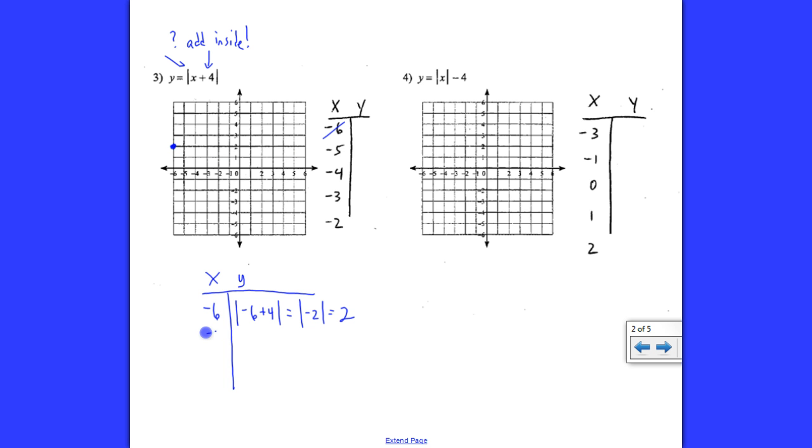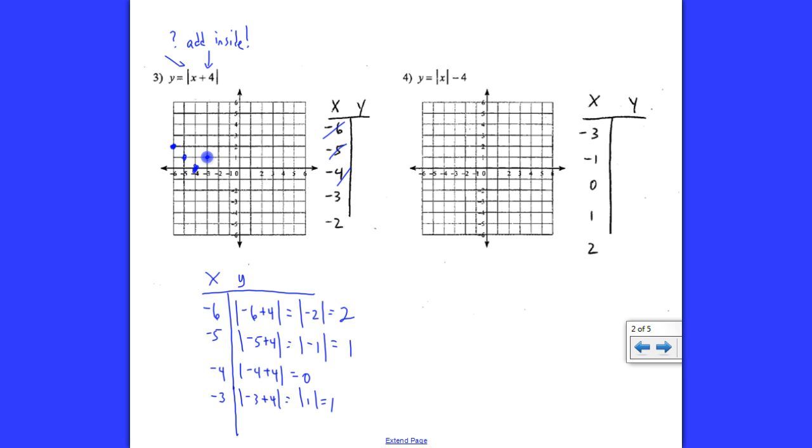Let's try -5. And if I did the same thing for -5, it's the absolute value of -5 plus 4. That's equal to the absolute value of -1. That works out to be +1, so that is -5, +1. All right, let's try -4. And we'll do the same thing, -4 plus 4. Oh, that's easy. That's just 0. And I know the absolute value of 0 is 0. And now let's continue with -3. I'm just working down my list here. -3, absolute value of -3 plus 4. That'd be the absolute value of +1, which is also +1.